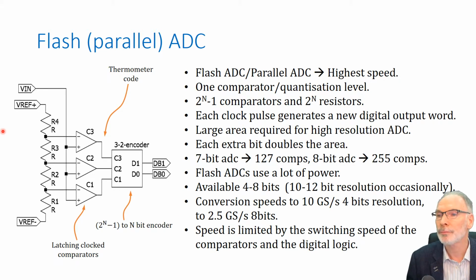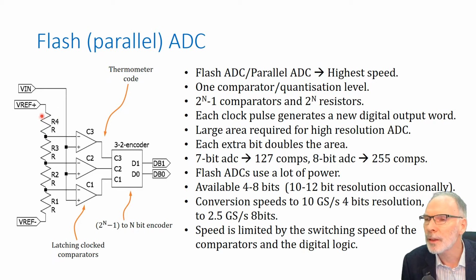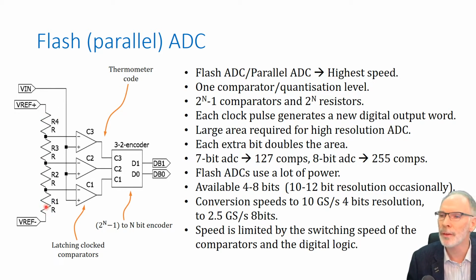If we look here at the left hand side of this schematic, you'll see 4 resistors, and the reason for the 4 resistors here is because this is only a 2-bit ADC for example purposes. So we need just 2 to the power of 2 or 4 resistors to divide the reference, which is connected between VREF plus and VREF minus, to connect it up into 4 different values.